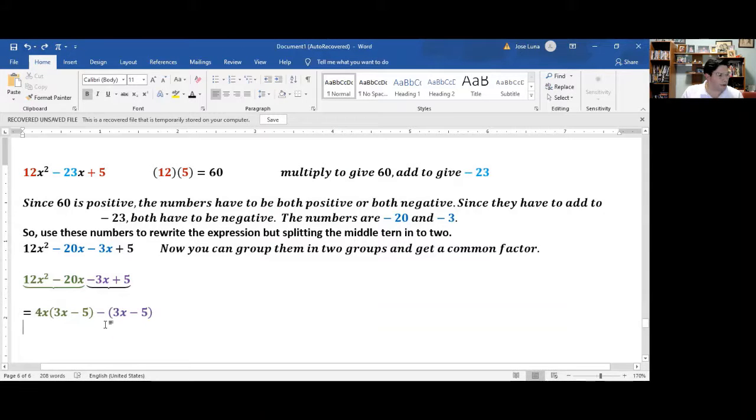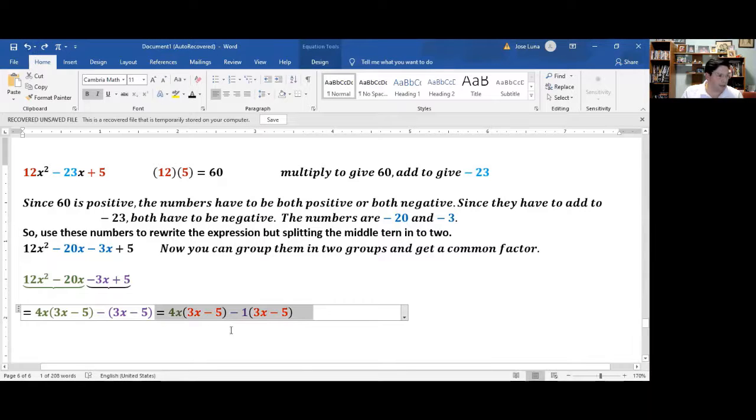Notice what happened here. The sign of the 5 changed. Why? Because I was dividing negative 3x by negative 1, which is positive 3x. And my plus 5 divided by negative 1 is minus 5. Do I need to write the negative 1? I can. I don't have to at this point, but I'm going to just write it there.